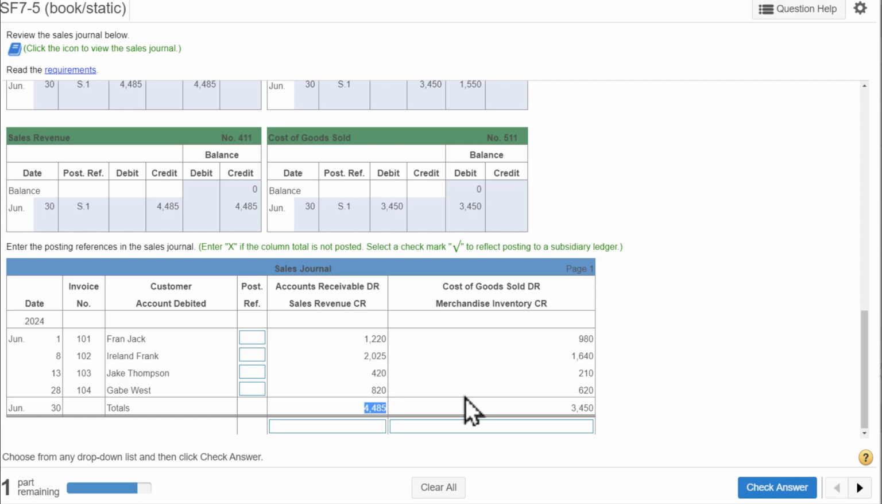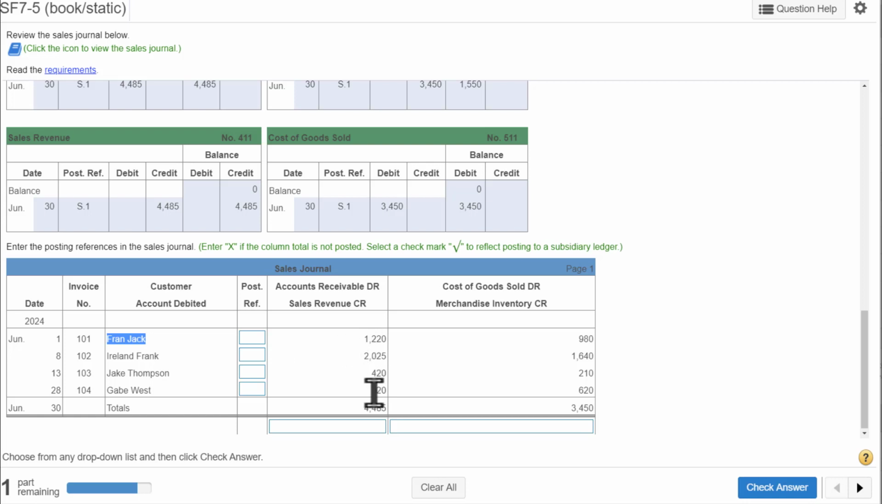Now remember, when we post the sales journal, I should say when we're posting any journal, anything to do with AR or accounts payable has to be posted at the end of that day. That way, if our customer, Fran Jack, calls us and says, how much do I owe you? We can tell Fran Jack how much he or she owes us. I guess Fran is probably a female name.